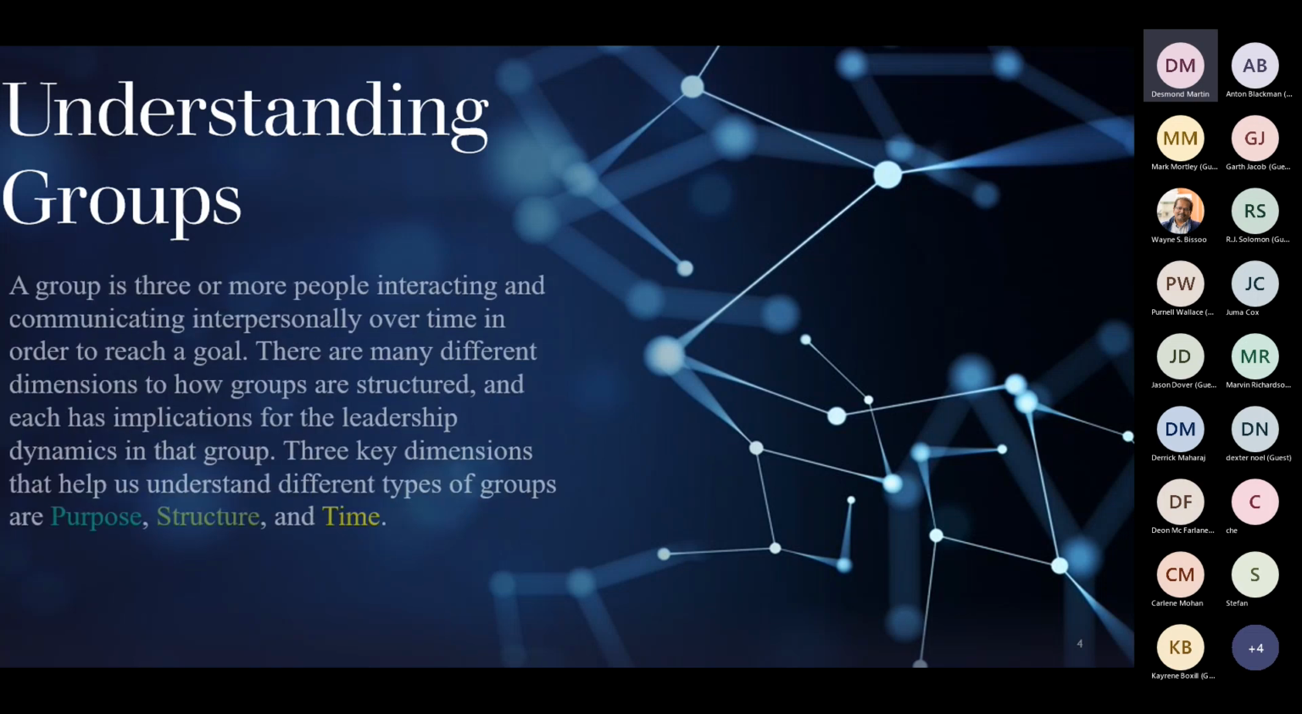A group is three or more people interacting and communicating interpersonally over time in order to reach a goal. There are many different dimensions to how groups are structured, and each has implications for the leadership dynamics in that group. Three key dimensions that help us understand different types of groups are purpose, structure, and time. These dimensions will determine the types of leadership that will be used. To better understand these dimensions, let's take a look at what they mean.